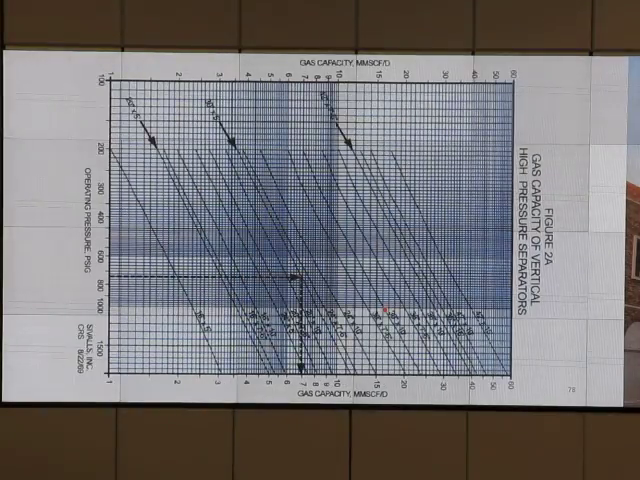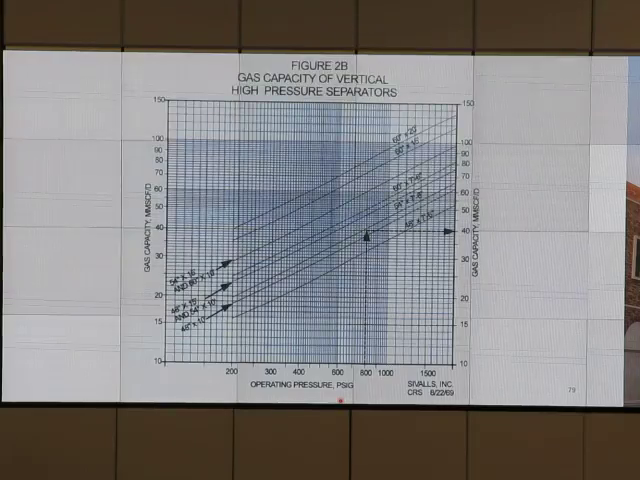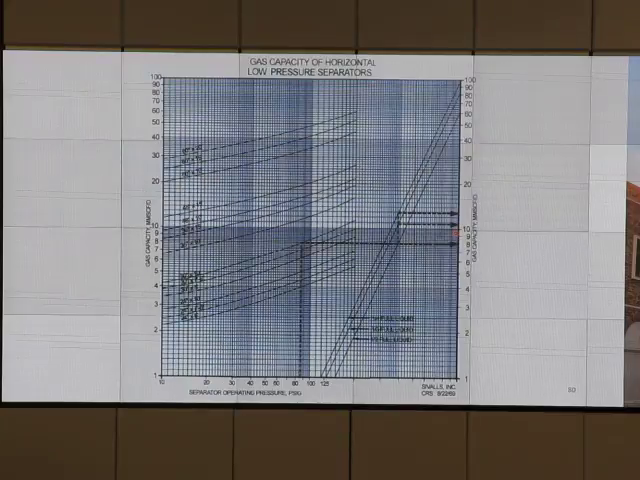Okay. This chart is for the high pressure separator and low pressure separator. So when the pressure gets lower, gas expands and the same size of separator can handle less gas. Okay, same thing. So this is the vertical high pressure. Just read the chart, start from the pressure, go up, and then read the gas capacity. So this is a vertical one.